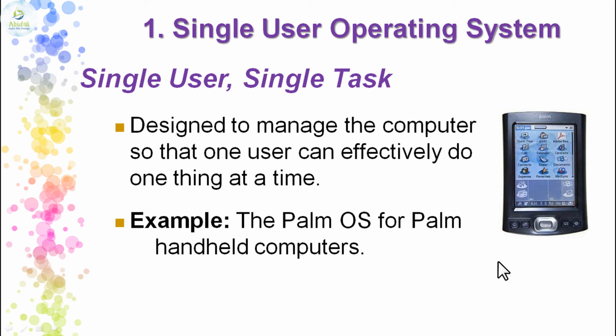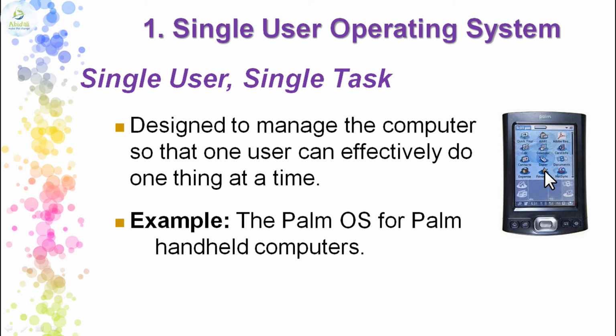Example, the Palm OS, which was used for Palm or handheld computers. This is an example of the Palm device, which is just like a small computer which can be carried in your pocket, fitting into your palm. So we'll call it a Palm handheld computer. These computers could perform all the operations that a computer could perform, in a minimized form. So this is called one user and one task can be performed.